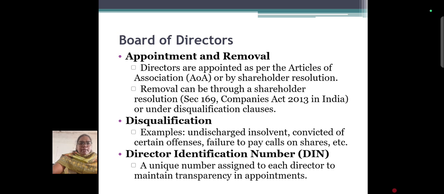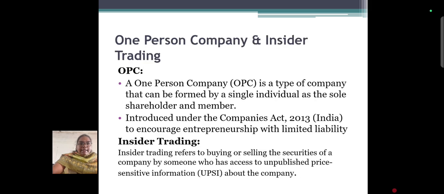Director identification number. This is a unique number assigned to each director to maintain transparency in appointments. Next is one-person company and insider trading. One-person company is the type of a company that can be formed by a single individual, that is, an individual or a sole shareholder and member. Introduced under the Companies Act 2013, India, to encourage entrepreneurship with limited liability.